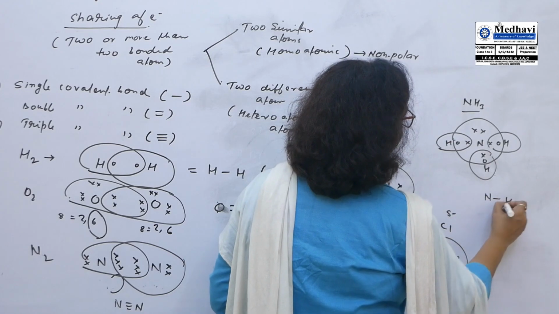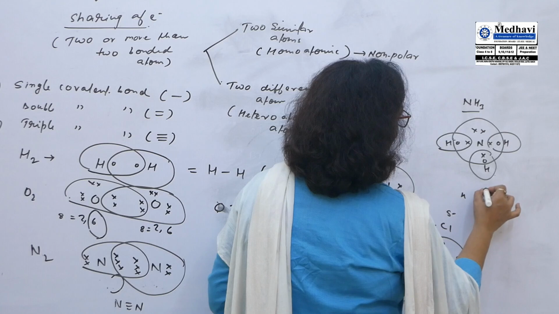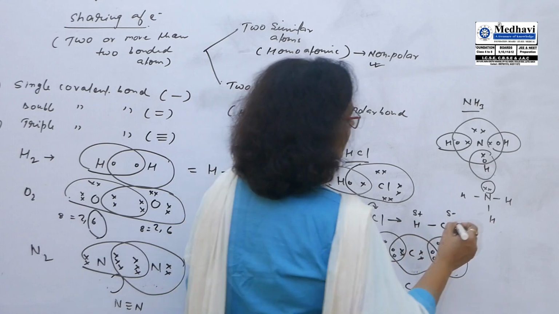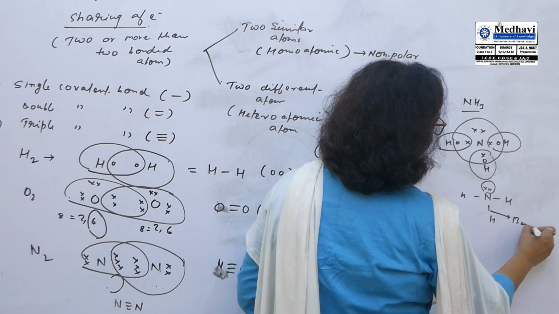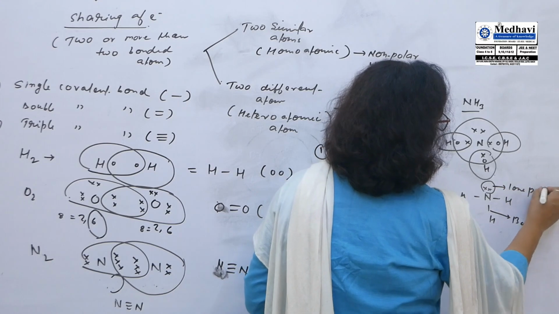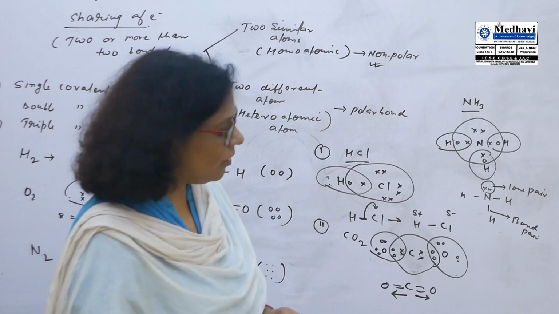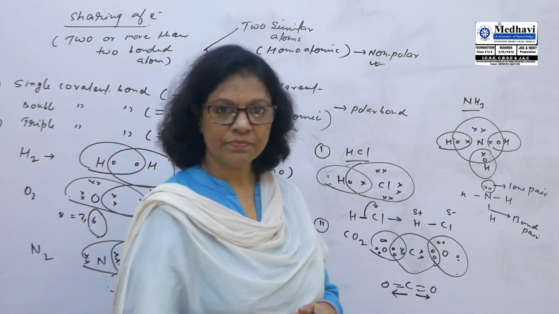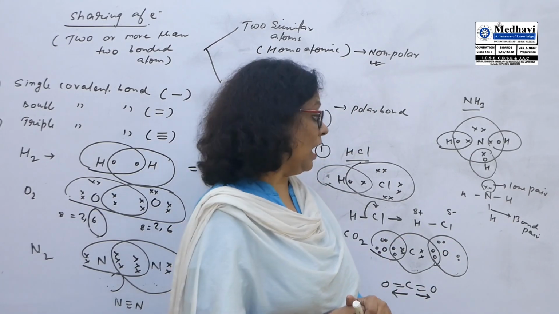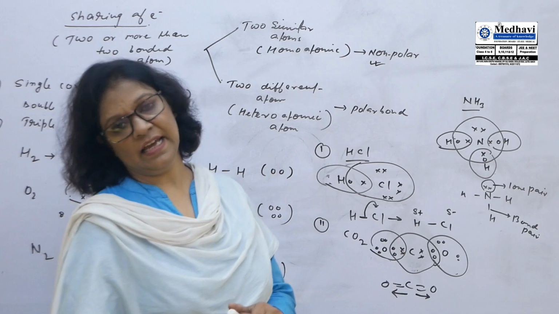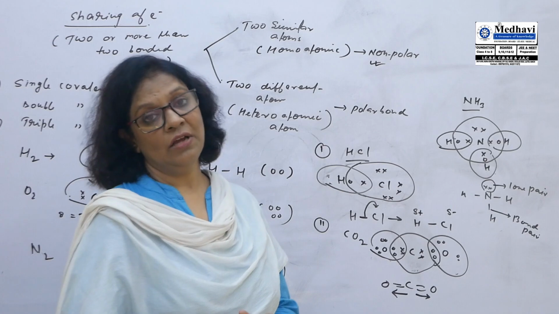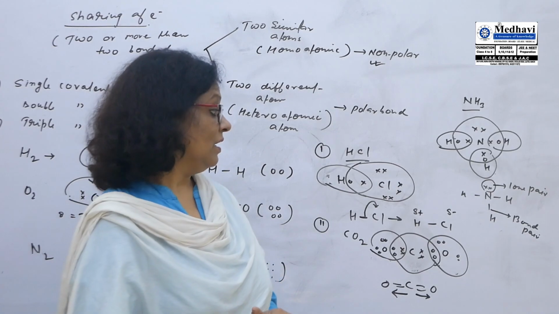Here we see 2 different types of electron pairs. All are covalent, but here there are 2 different types. This is called a bond pair, and this one is called a lone pair. Very important point: electrons which are not involved in bonding are called lone pairs, and electrons which are involved in bonding are called bond pairs. So in ammonia, nitrogen has 1 lone pair. This lone pair will play a very important role when we discuss other chapters.